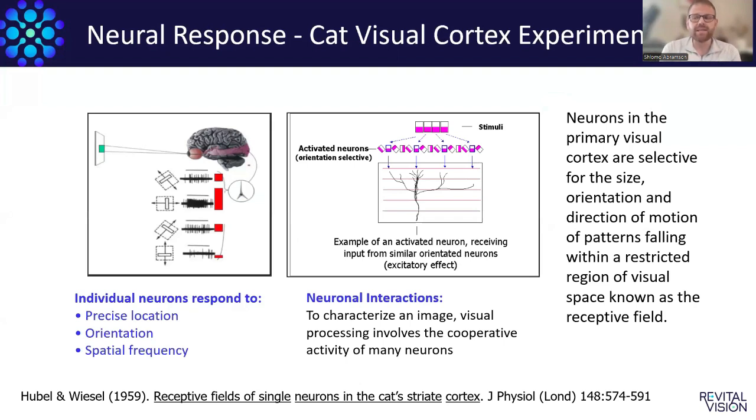They found that a single neuron in the primary visual cortex is sensitive and responds only to one type of visual stimulation based on three main parameters: the location of the stimulation within the visual field, the orientation, and the spatial frequency. In this example, we see a horizontal stimulus. Only neurons that are sensitive to process this specific type of visual stimulation will react and interact with other neurons of the same type. To characterize an image, visual processing involves the cooperative activity of many neurons.